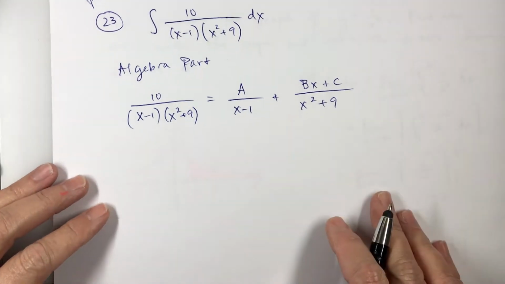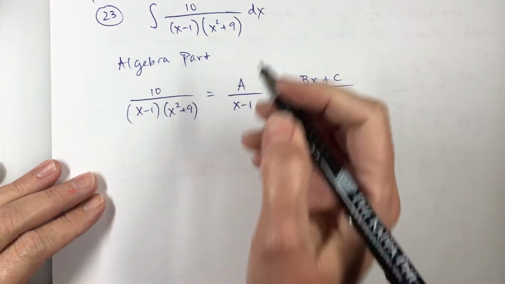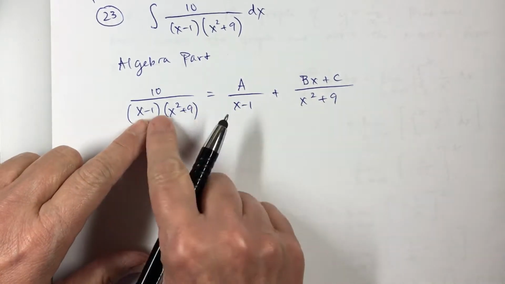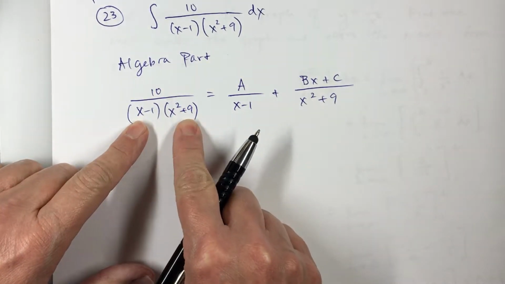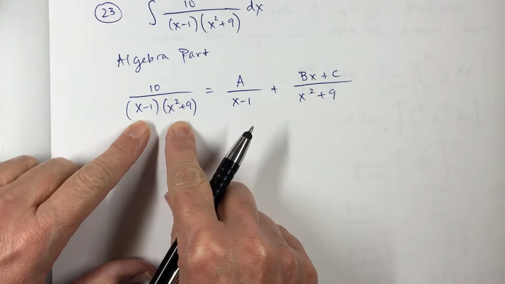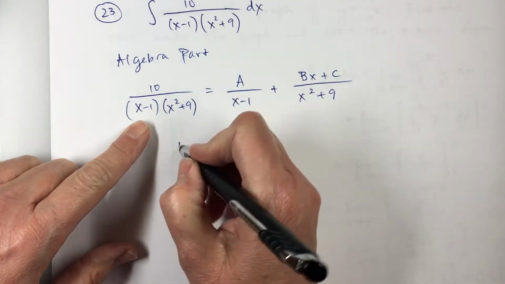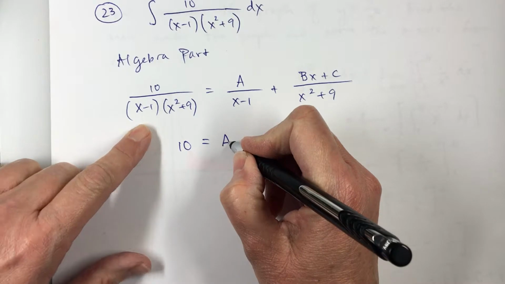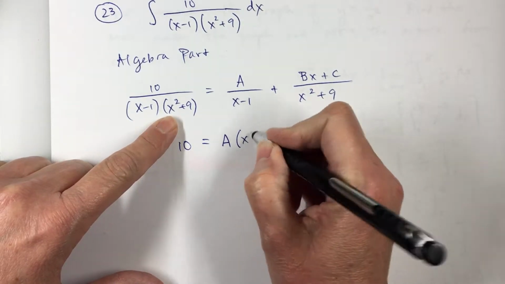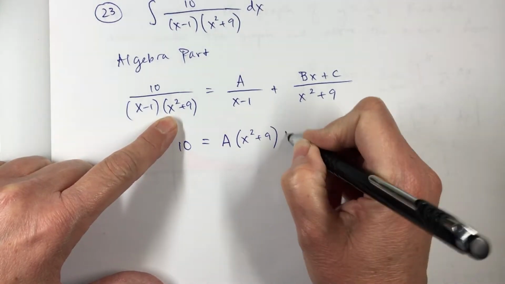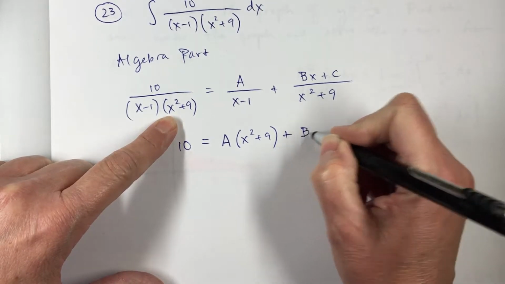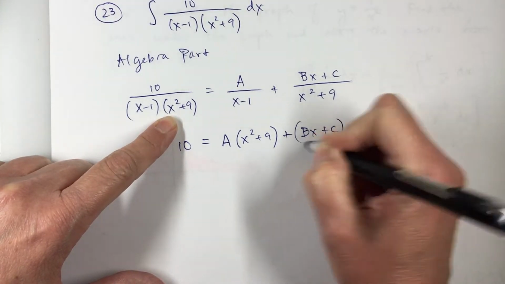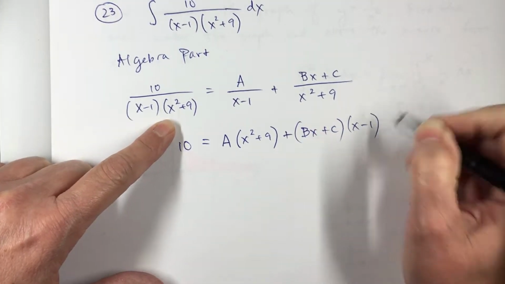All right, so I'm going to take this and multiply the whole thing by x minus 1 times x squared plus 9. I'm going to do a lot of that without writing it down. I'm looking at this first fraction. Multiply that by x minus 1 times x squared plus 9. You're going to get 10 equals A times x squared plus 9 plus Bx plus C times x minus 1.